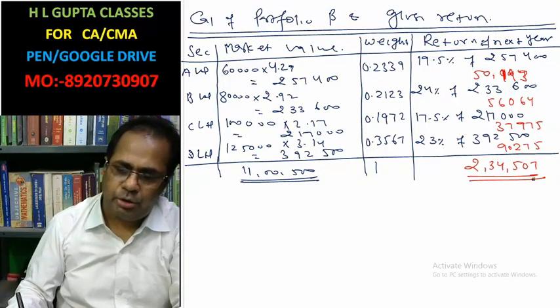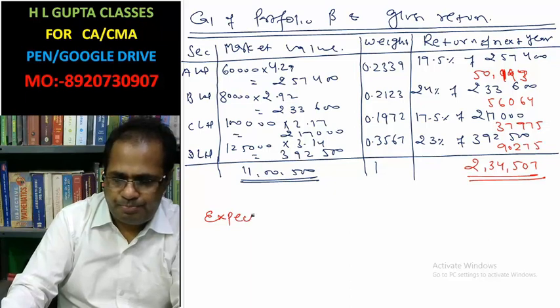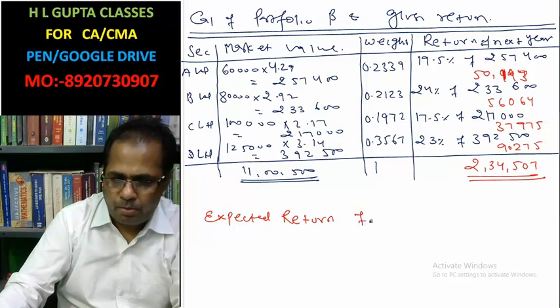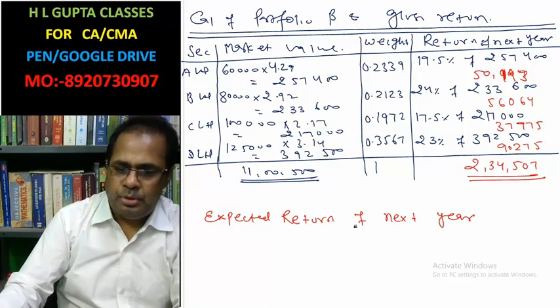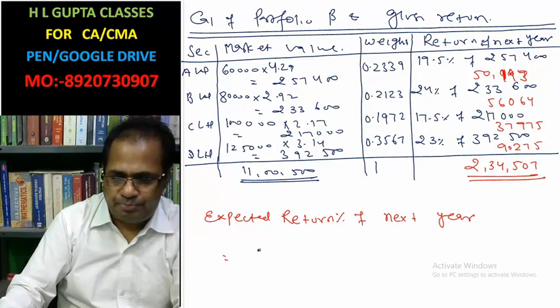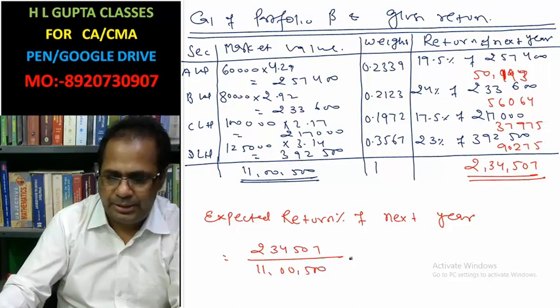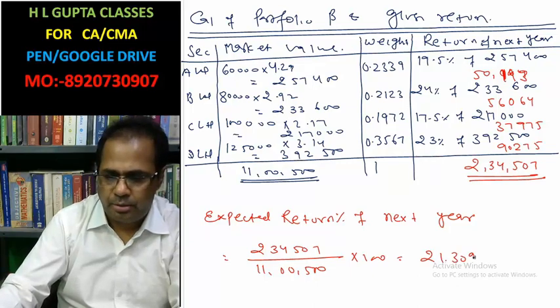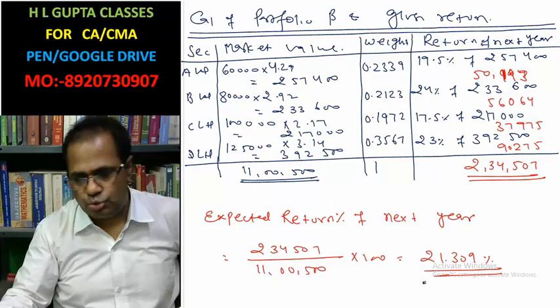Now, expected return of next year. Expected return percentage is 2,34,507 divided by 11,00,500 into 100, that is 21.309. As per your investment and as per your expectation, you should have this return.